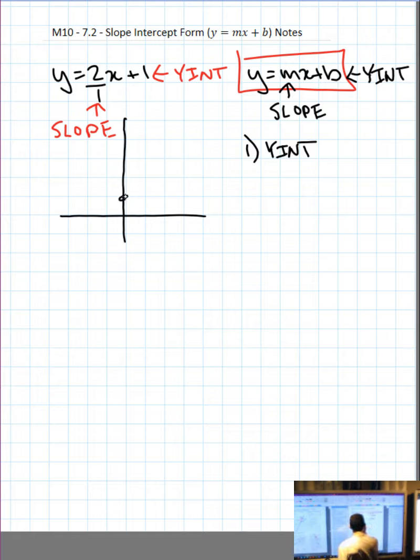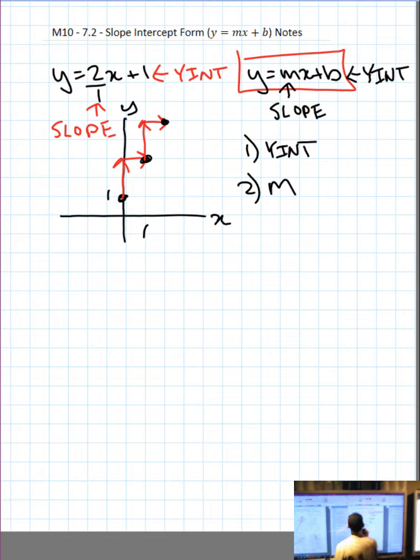So we're going to put a point at 1. Put 1s on your graphs. Label your graph, x and y. Now the slope, 2, is use the slope. So the slope is 2 over 1. So we're going to go up 2 over 1 and put a point there. Then we're going to do it again. Up 2 over 1 and put a point there.